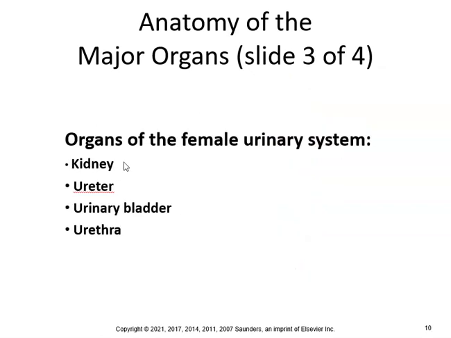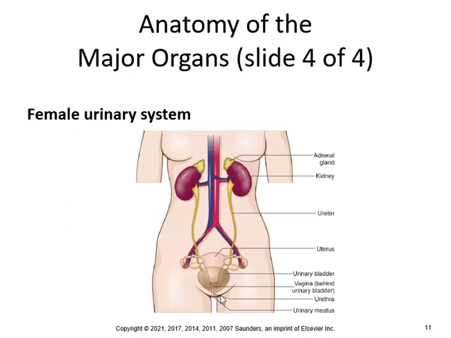Now, organs of the female: you still have 2 kidneys, ureter, urinary bladder, and urethra. So really, from a male to female standpoint, the urinary system looks exactly the same, only the urethra in females is a lot shorter. So unfortunately, they'll be more prone to urinary tract infections. Okay, but the kidneys are the same, the ureter is the same, and the bladder is there.